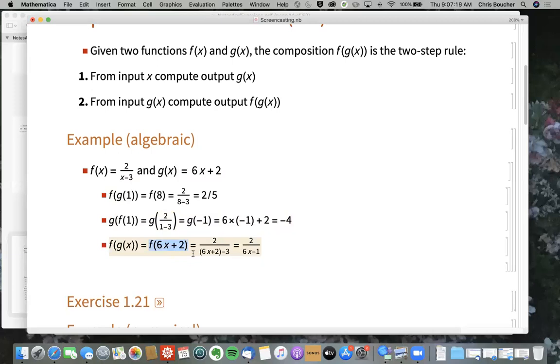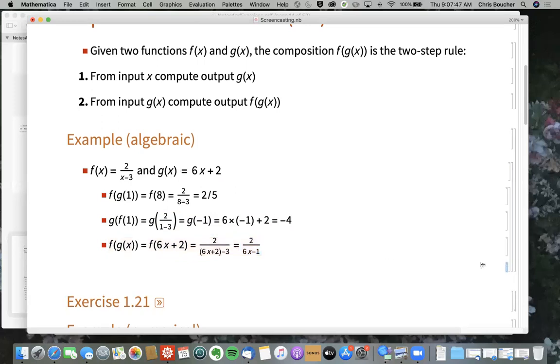And we've done a little bit of this before. Again, f takes its input and puts it into the input slots, right? So the input slot's right there. So f of 6x plus 2 is 2 over 6x plus 2 minus 3. You can do a little simplifying in the denominator and you get 2 over 6x minus 1. And in this way, if I have two algebraic formulas, I can come up with a single algebraic formula for the composition of the two functions.